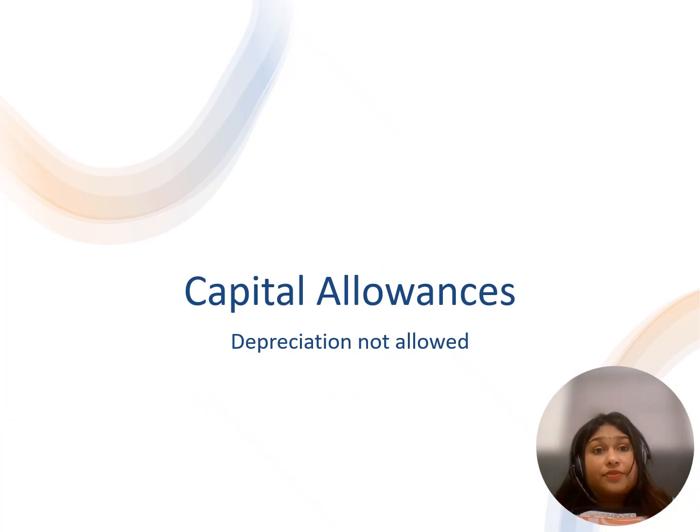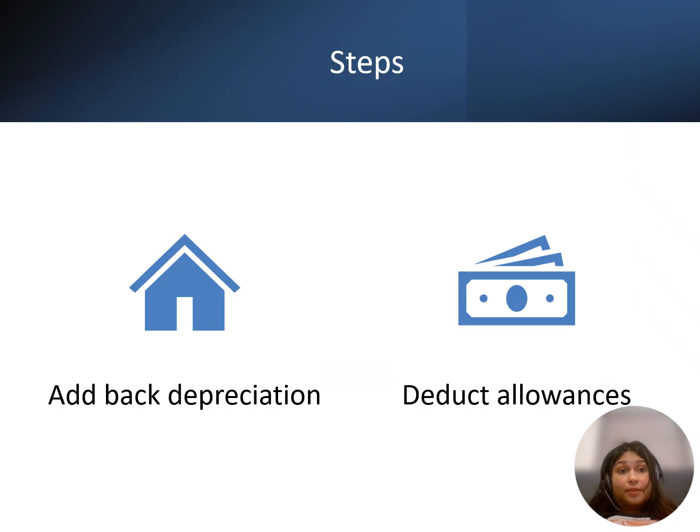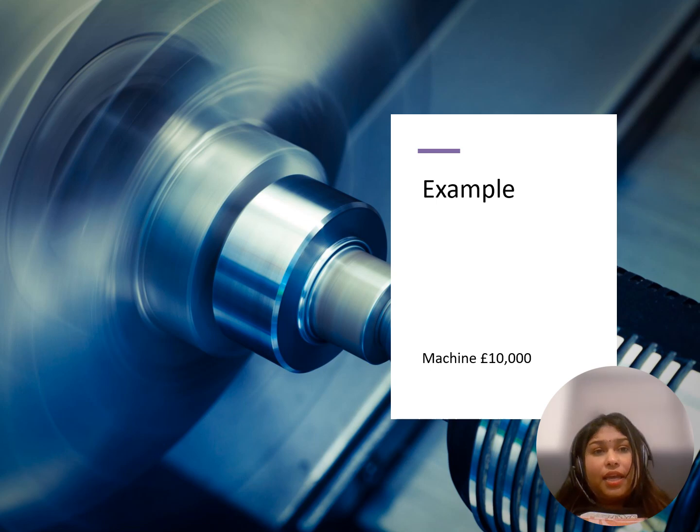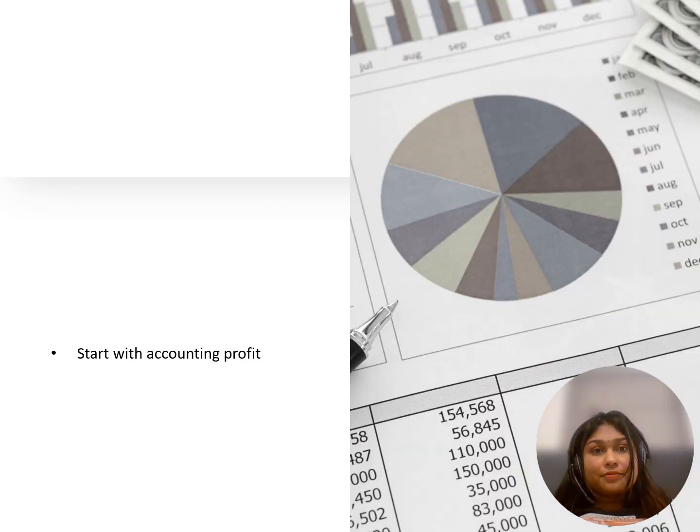This is where tax differs from accounting. Depreciation is not allowed for tax. Instead, we use capital allowances. So in exams, you first add back depreciation, then you deduct capital allowances. For example, if a machine costs £10,000, you don't deduct the full amount. You claim allowances based on tax rules. This adjustment appears in almost every tax exam, so make sure you understand it clearly.